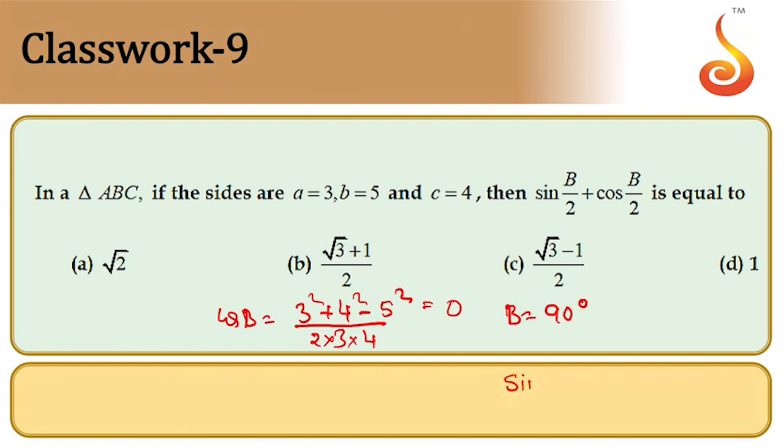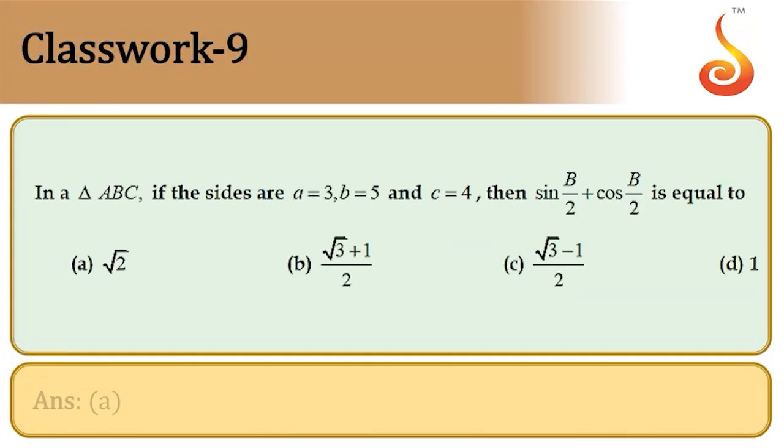So sin B by 2 will give you 1 by root 2. Similarly, cos B by 2 is also 1 by root 2. So once we add 1 by root 2 plus 1 by root 2, option A is correct. Because all three sides are given to you, we use the cos B formula. Why? Because B is asked.